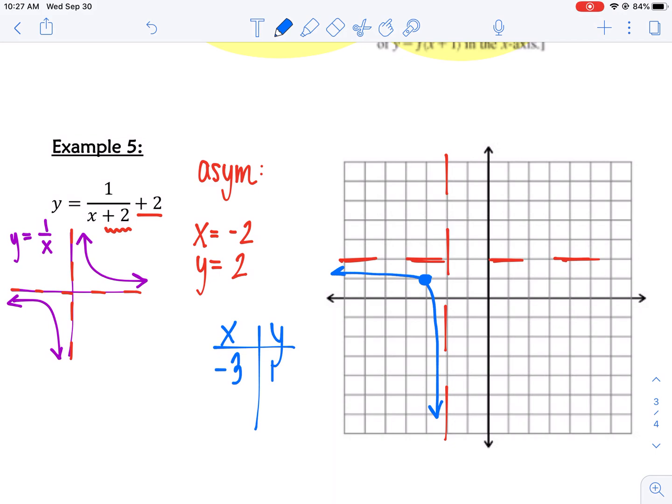What if I plug in -1? Again, I'm just trying to figure out where the graph is. Is it going to be above or below? If I plug in -1, I get 3. Now that I have that, hug my asymptotes, and voila.